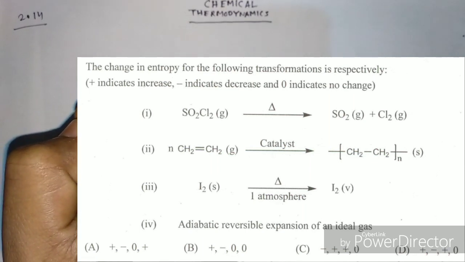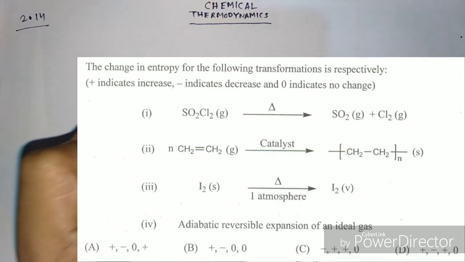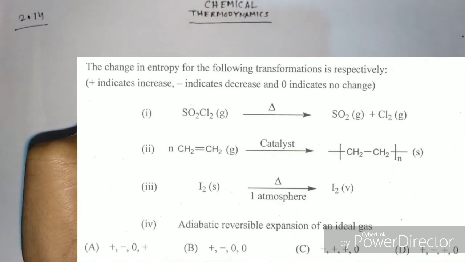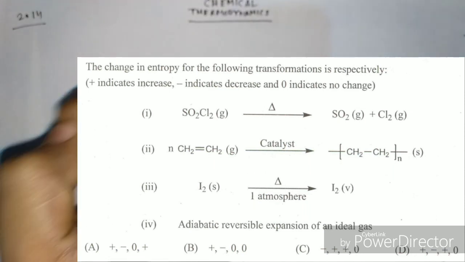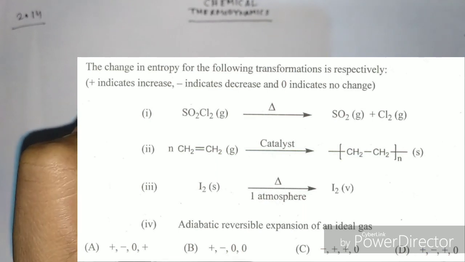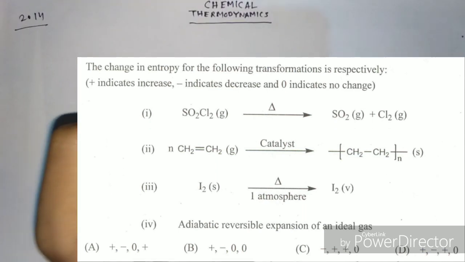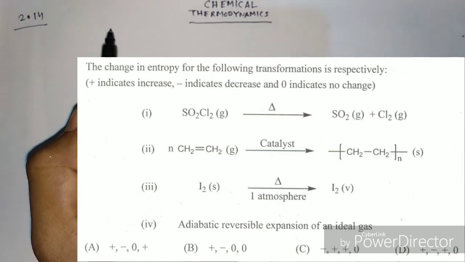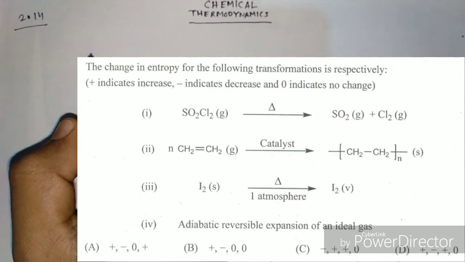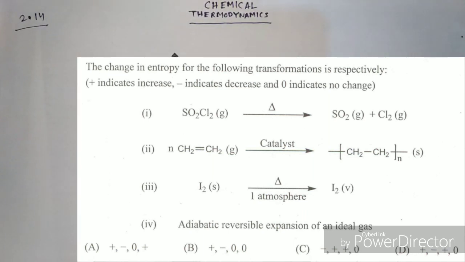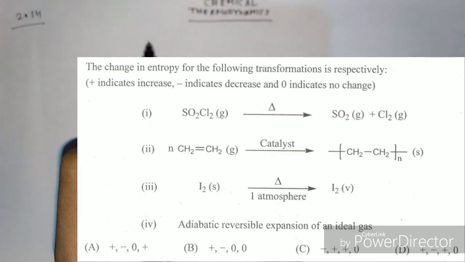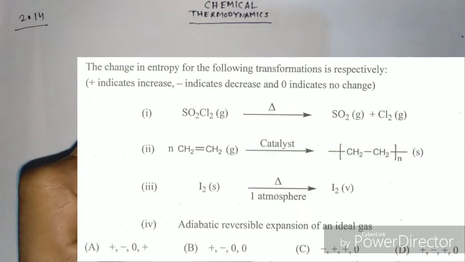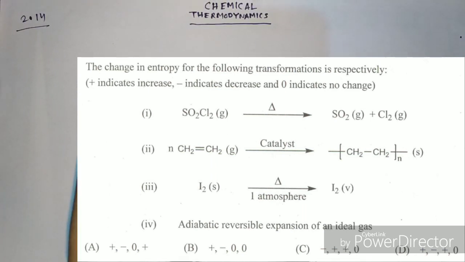Second case, n number of ethylene molecules form one polymer, so here entropy decreases. The number of molecules in the product decreases because one polymer is formed, so the entropy here is negative. Then the third reaction, solid to vapor, that is solid to gaseous state conversion, so here entropy always increases, because the number of molecules increases in the product, so the disorder increases and the entropy also increases.